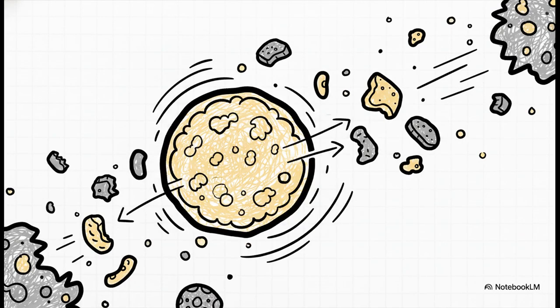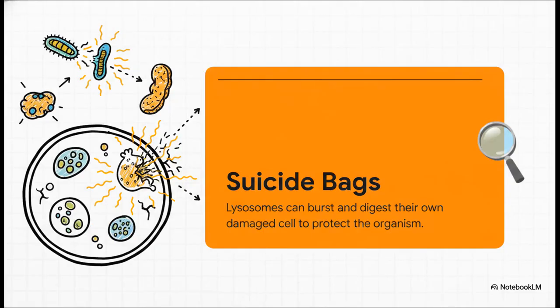Next on our tour is the specialized sanitation crew that keeps the cell's environment perfectly clean, the lysosomes. Lysosomes are basically these little sacs filled with incredibly powerful digestive enzymes capable of breaking down organic material. They are super effective at digesting foreign bacteria or worn-out organelles.